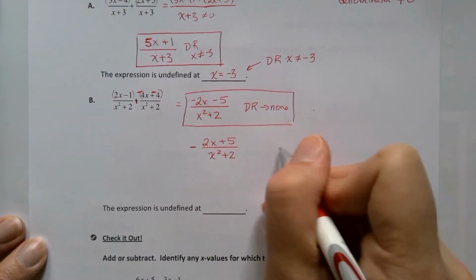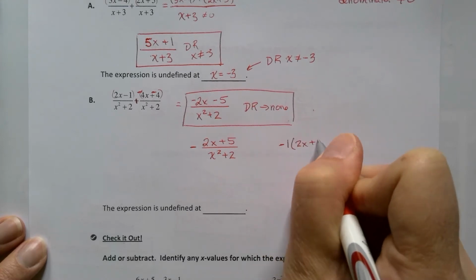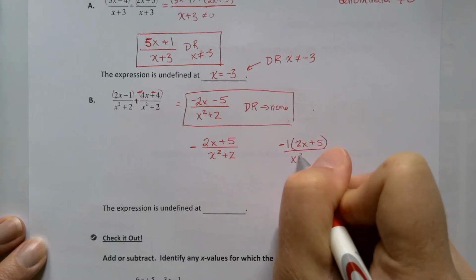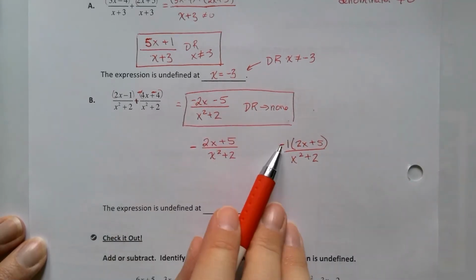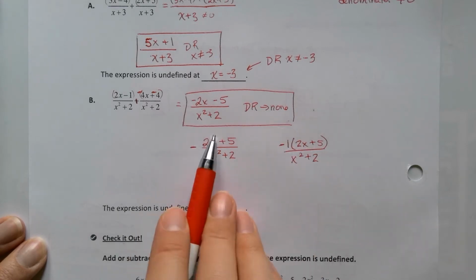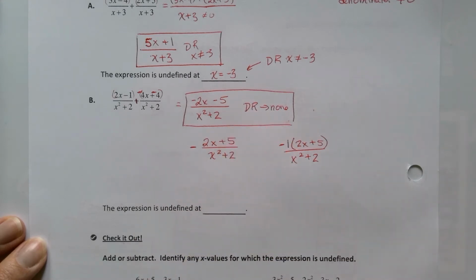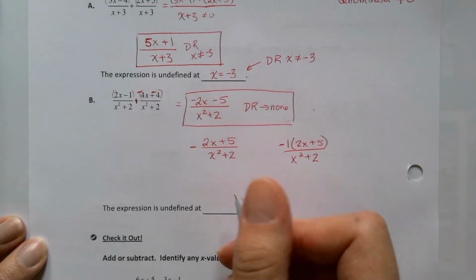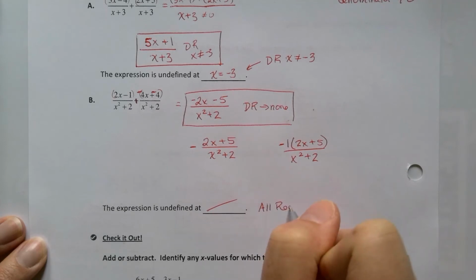So if I would have taken this -1 and said, okay, now it's 2x plus 5. This is equivalent also. What I did was I factored the -1 out, and then instead of having -1 times it, I just brought the -1 out front that would distribute to everything. So I just want to make sure that we're aware all of these answers are there. Where is it undefined at? It's defined for everything. So it is defined for all real numbers.